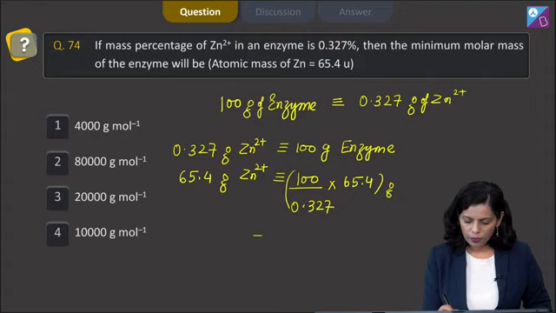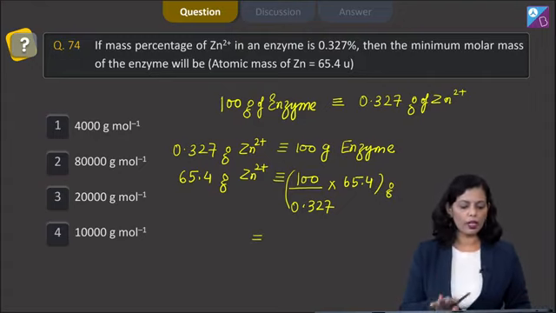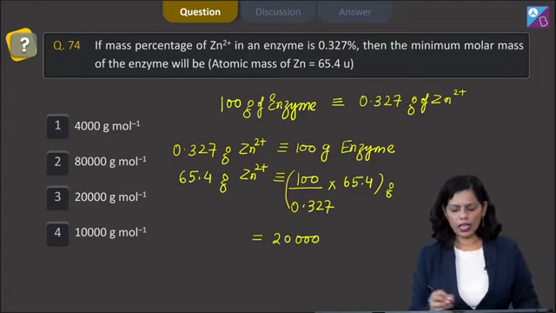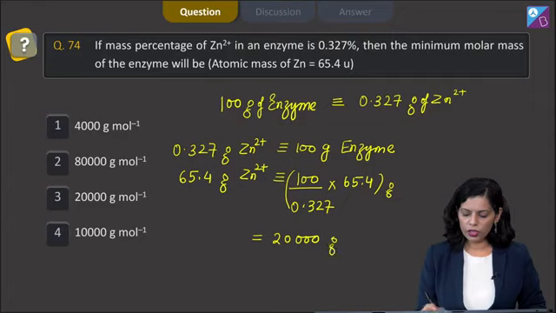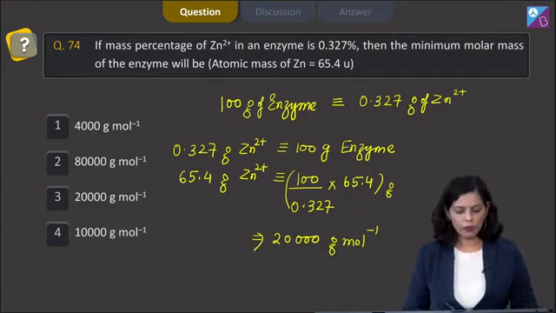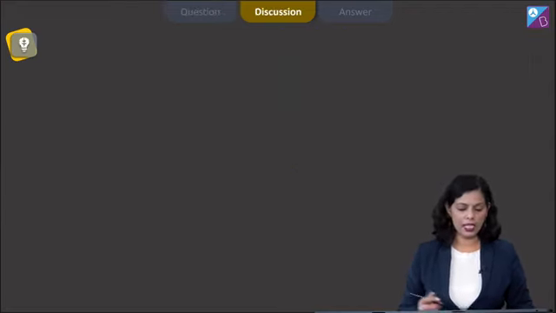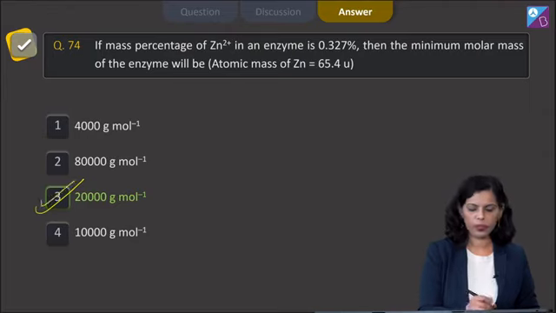So calculate, your turn it is. If you just calculate this, you will find that this will come out to be 20,000, right? And if it is this, then molar mass we just take in the units of gram per mole. I hope you know, okay? So if it is so, then it is easy to choose the final answer as option 3.